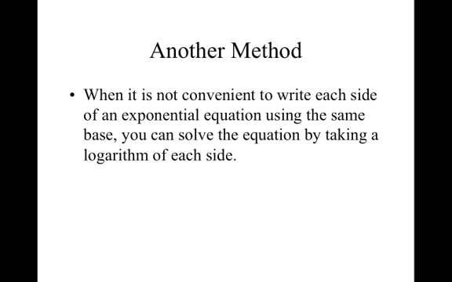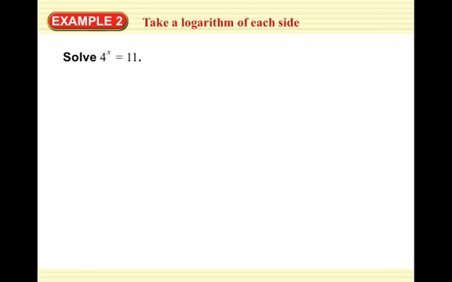Now, what happens when you can't write both sides of the equation as a power of the same base? Well, we've got another method for that. When it is not convenient to write each side of an exponential equation using the same base, you can solve the equation by taking a logarithm of each side. So we want to solve 4 to the x equals 11. We're going to write the original equation. Now, we've got 4 to the x.